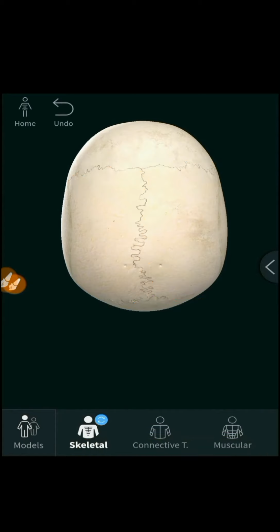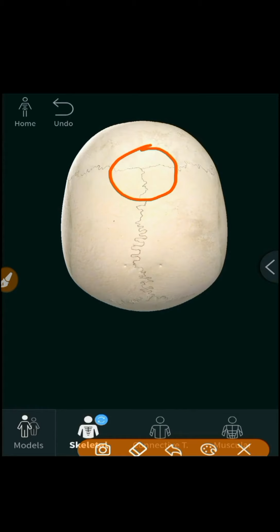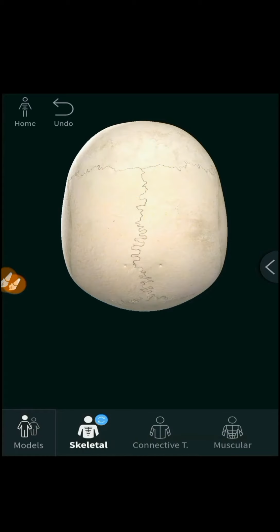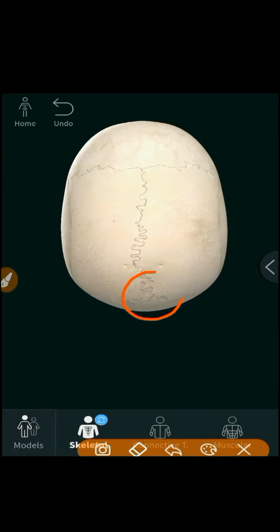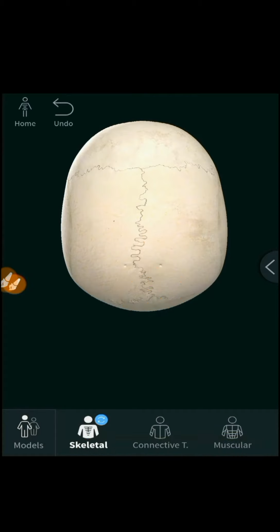4 bones, 3 sutures, you can appreciate that, and 2 points you can see here. The 2 points are bregma, and posteriorly you can see the lambda point, where sagittal meets the lambdoid suture. Sagittal interparietal suture meets the lambdoid suture, that is lambda point. You can appreciate that.